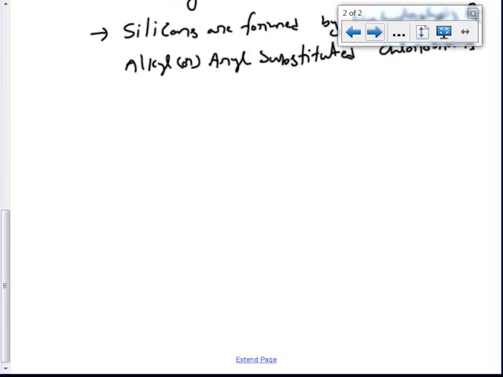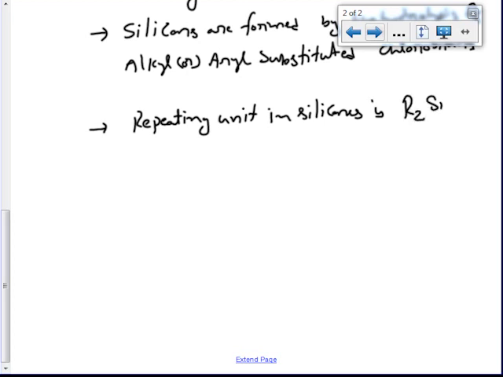So first of all, what is the repeating unit in the silicones? The repeating unit in silicones is R2SiO. See how the silicones can be prepared.